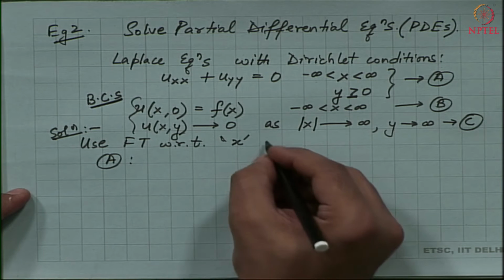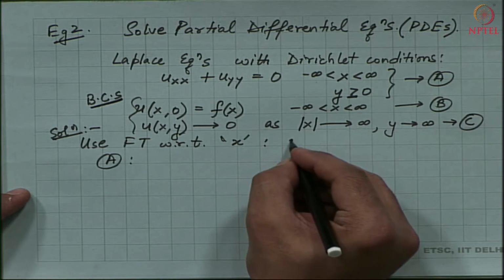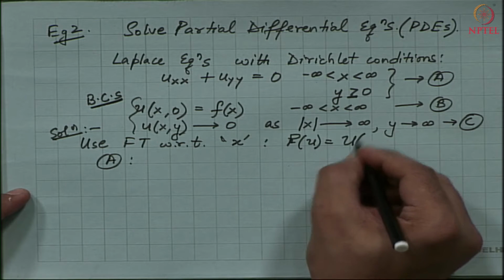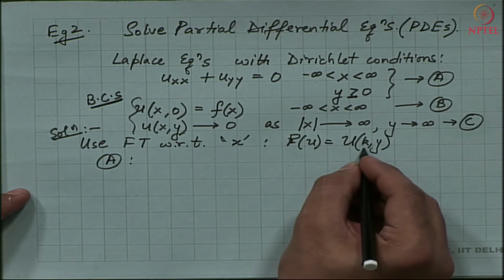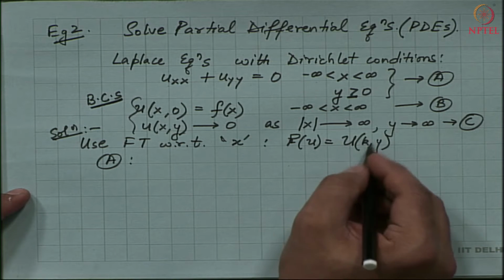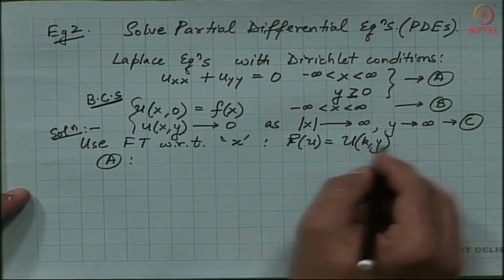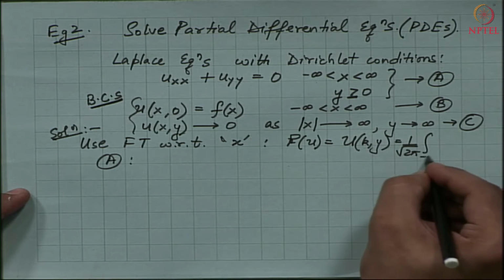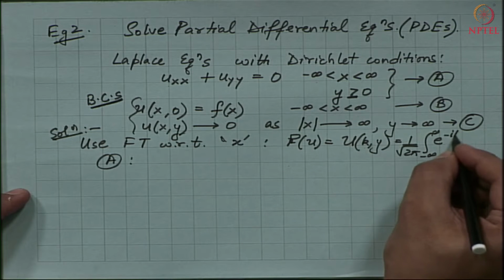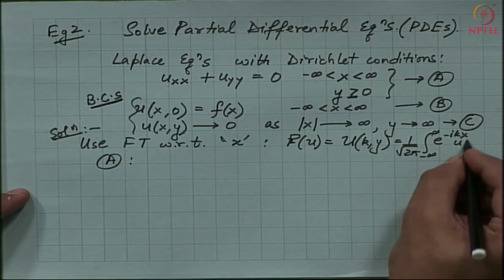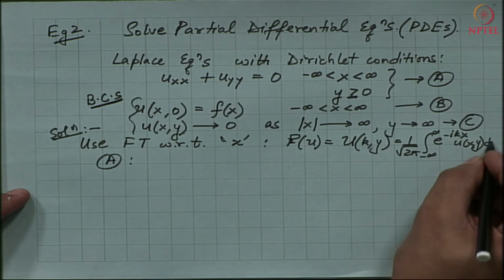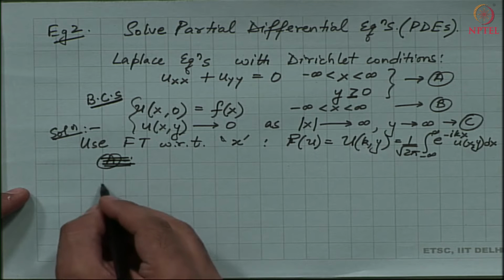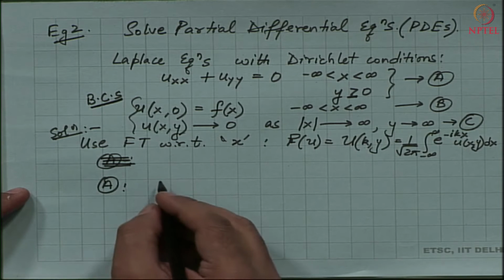Let me just say that the Fourier transform of u is denoted by U of k comma y. Notice that the Fourier transform is with respect to x, so instead of x, I have this wave number k. So this is equal to 1 by square root 2 pi integral from minus infinity to infinity of e to the power negative i k x times u of x comma y dx. So then my A is reduced to the following.